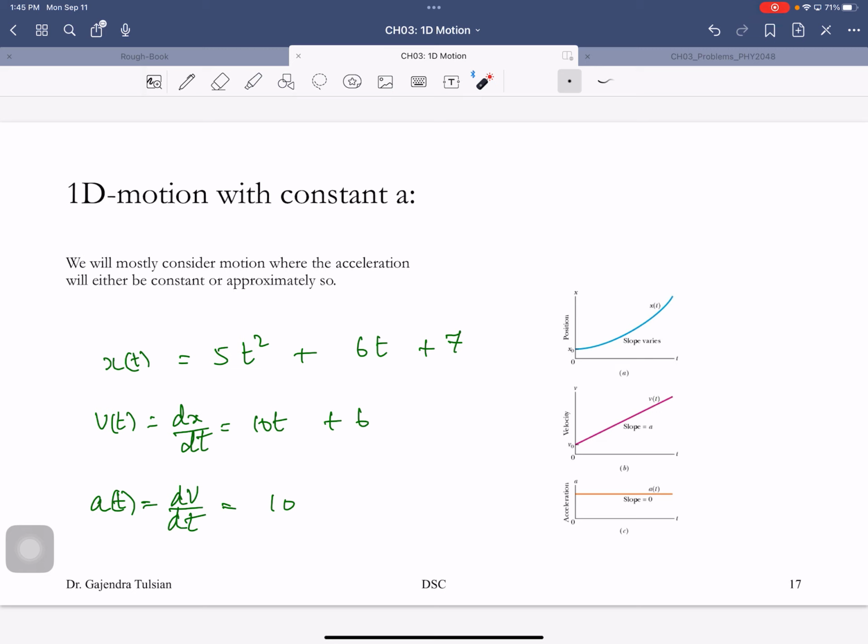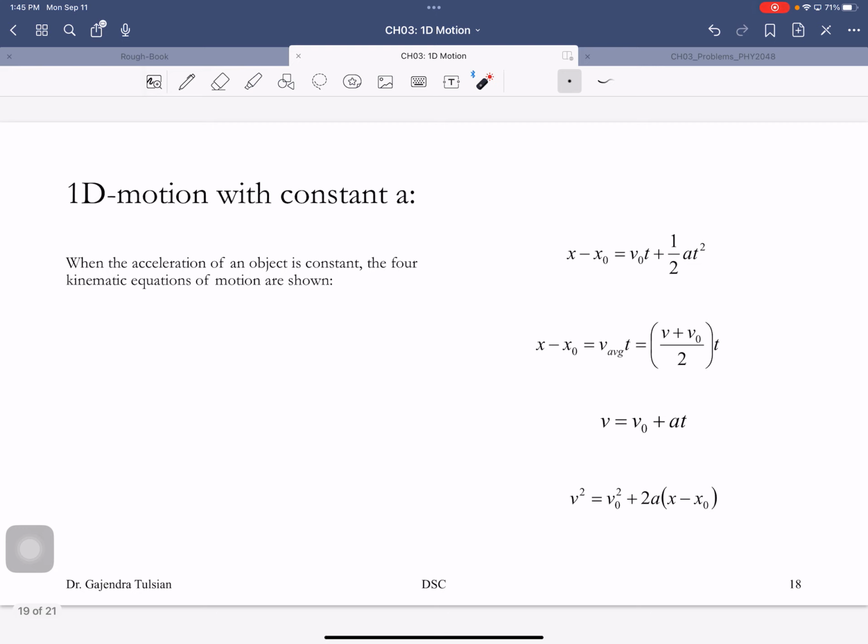So again, here's an example of a constant accelerated motion. If you measure its position as a function of time, that would be a quadratic function of time. Velocity will be linearly increasing with time, and acceleration will be constant. So we'll keep things simple. We'll look at objects moving in a straight line with constant acceleration.